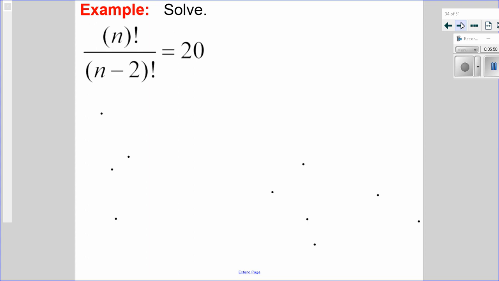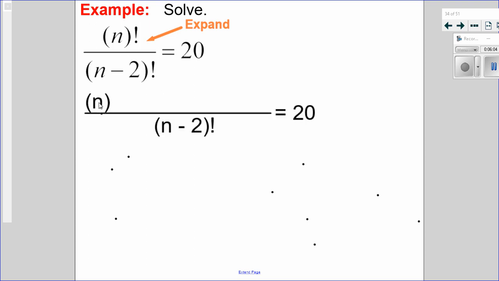So let's say we had n factorial over n minus 2 factorial equals 20. So I'm going to start the same process. I am going to expand my bigger factorial first because we need to get rid of the factorials before we can solve. So I have my n and I leave my n minus 2 factorial there. So I start with n and I go one less, n minus 1. And then I go one less, n minus 2. They match now, so I stop my factorial there, and that equals 20.